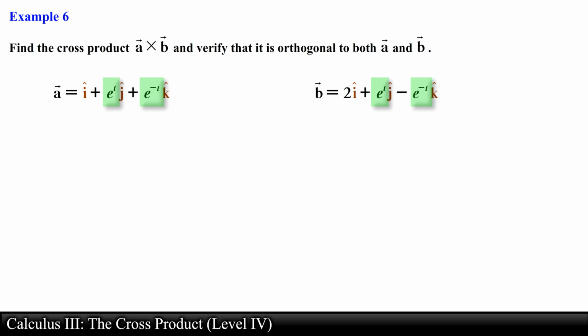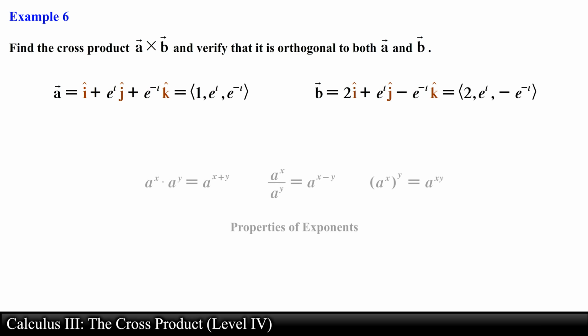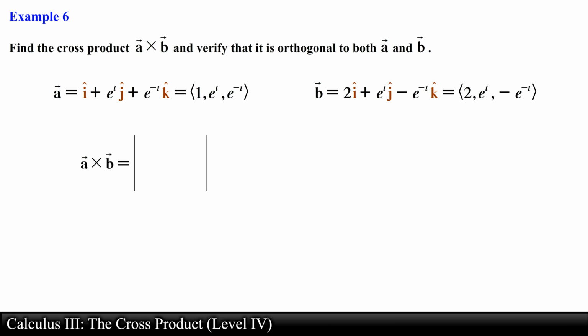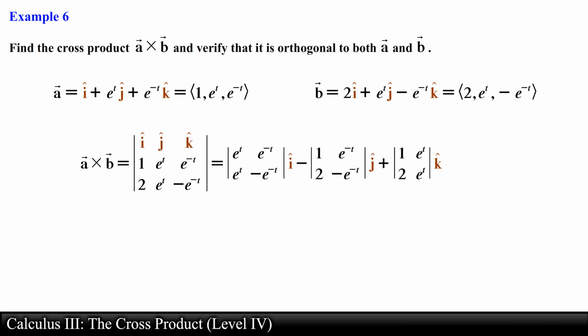This seems like a much harder problem, but the way you calculate the cross product is exactly the same. You just need to make sure that you apply the properties of exponents along the way. Let's start by setting up our determinant. Next, let's go ahead and find the minor for each component.